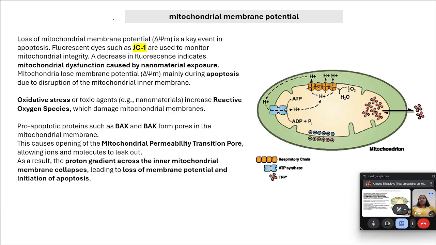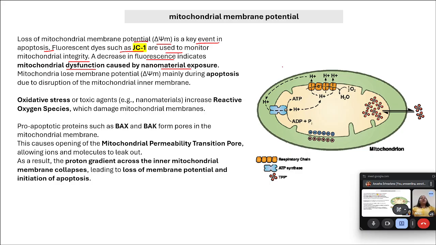Okay. So, loss of mitochondrial membrane potential is a key event in apoptosis. Fluorescent dyes such as JC-1 are used to monitor mitochondrial integrity. A decrease in fluorescence indicates mitochondrial dysfunction caused by nanomaterial exposure. Now, don't pay attention right now to the JC-1 staining because we'll see it in the subsequent slide.